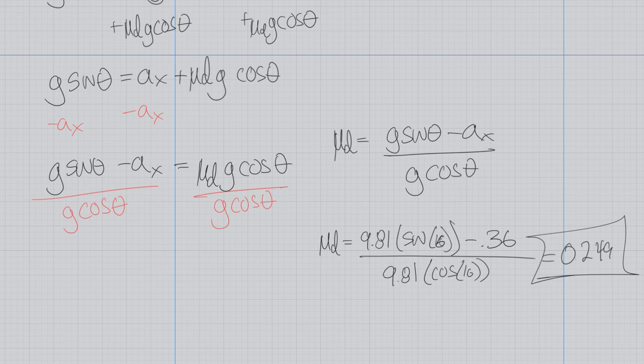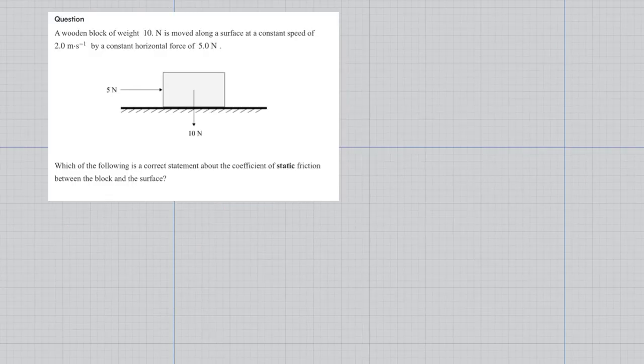Basically, it tells me I need to push with roughly about 25% of the weight to overcome the impacts of friction. So this question says, a wooden block of weight 10 newtons is moved along the surface at a constant speed of 2 meters per second by a constant horizontal force of 5 newtons. Which of the following is the correct statement about the coefficient of static friction between the block and the surface?